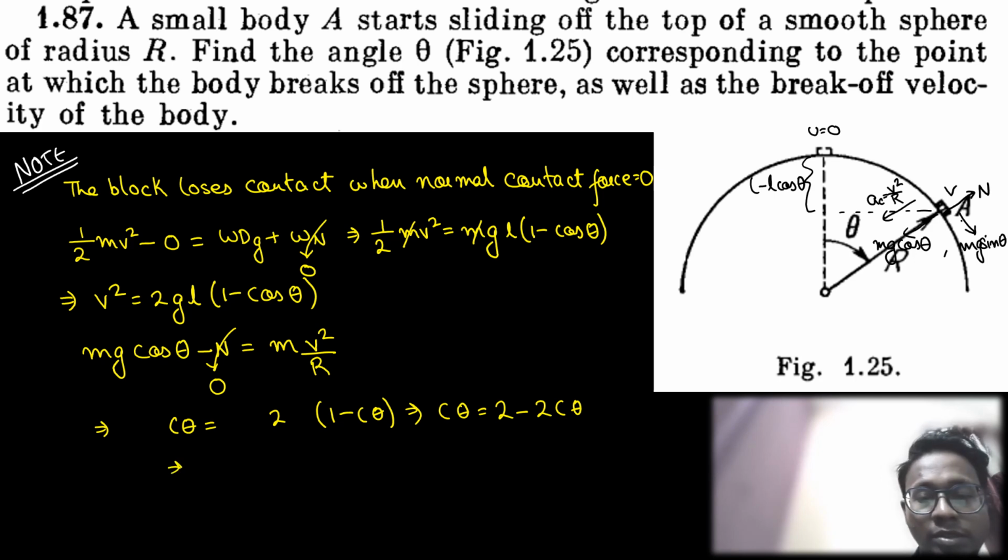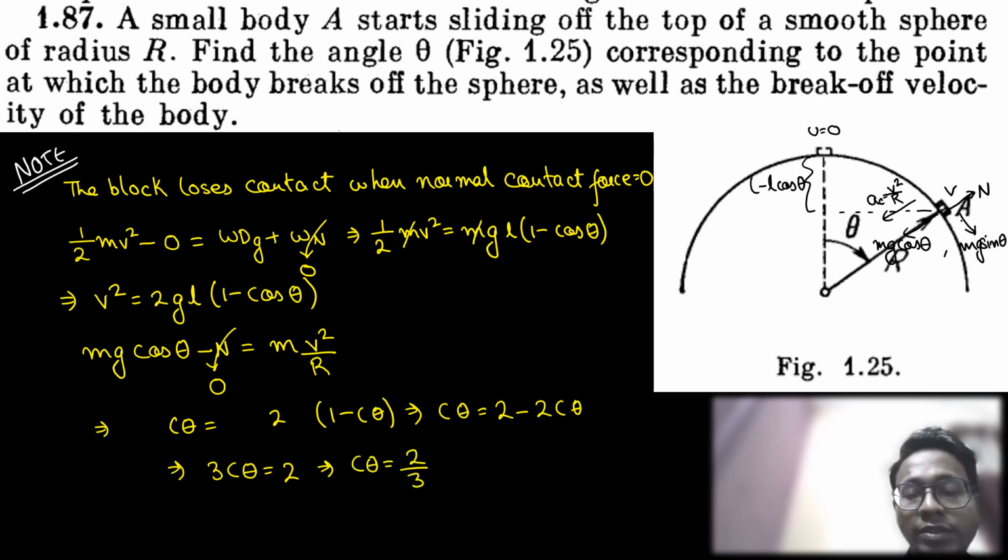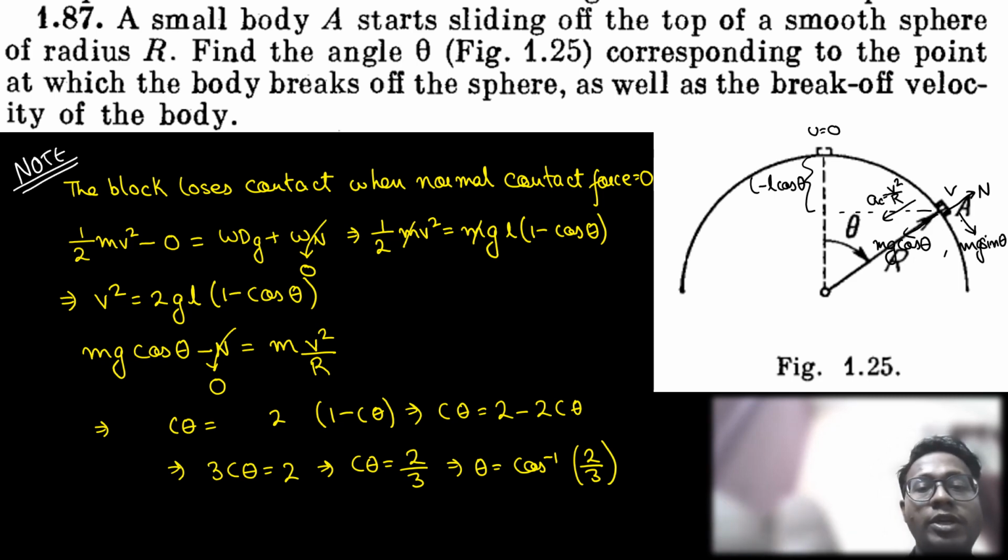Or 3 cos theta is equal to 2, or cos theta is equal to 2 by 3. So theta is equal to cos inverse 2 by 3. The block would break contact.